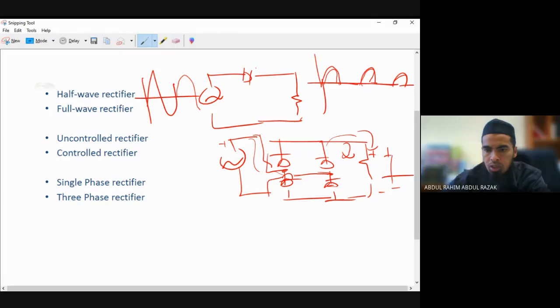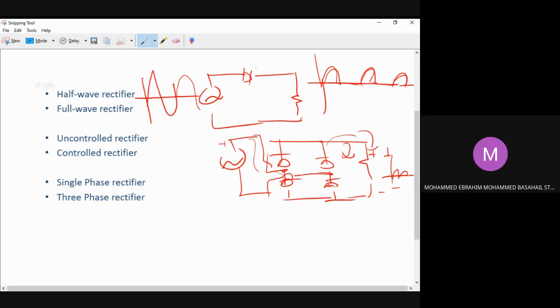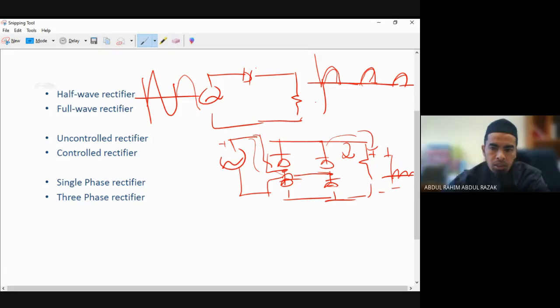So I think this one is a clipper, right? Clipper. This one is a rectifier. I see. This one is a clipper.